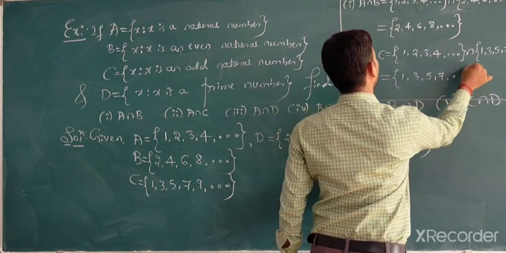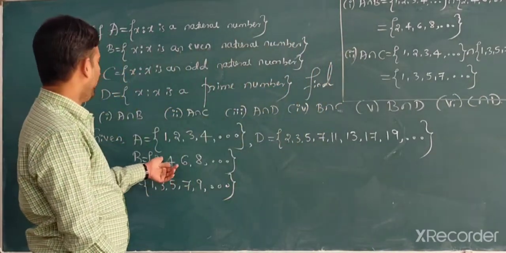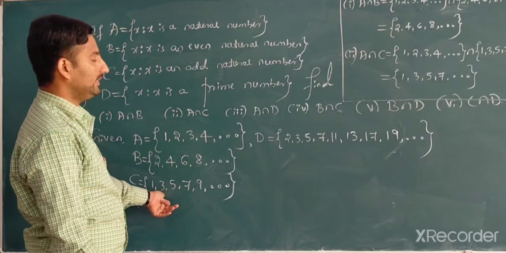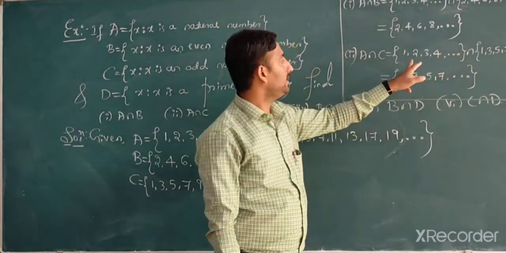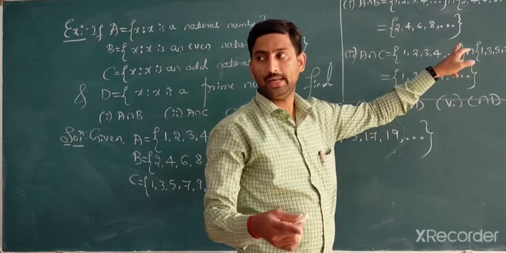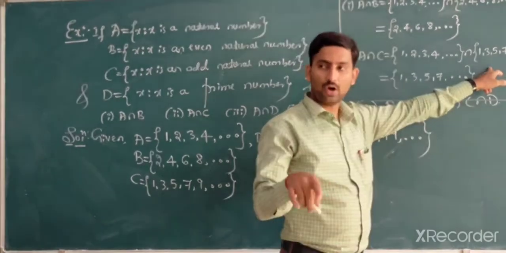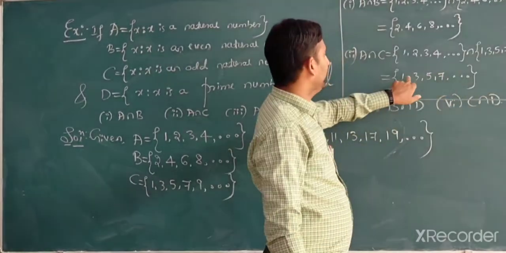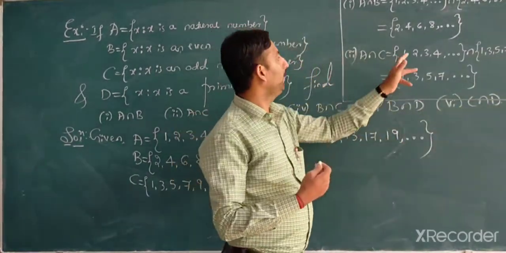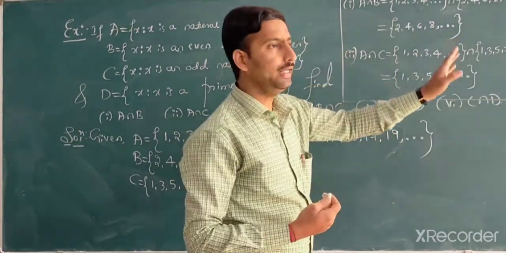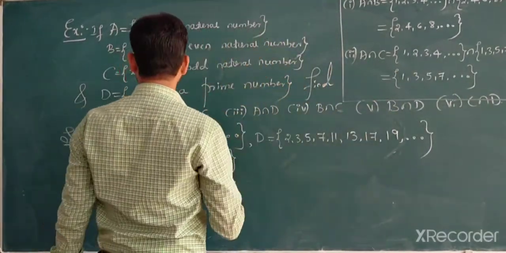Set A has the elements 1, 2, 3, 4. Intersecting with set C, which has the odd elements 1, 3, 5, 7, their intersection is nothing but 1, 3, 5, 7, which are the elements present in A. Therefore, 1, 3, 5, 7 is A intersection C.